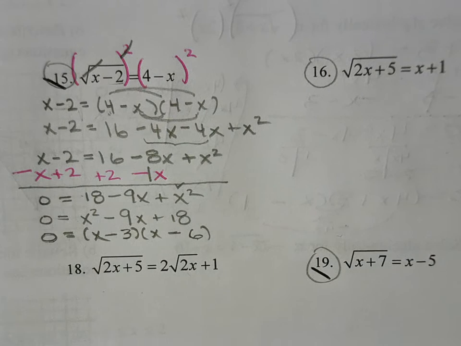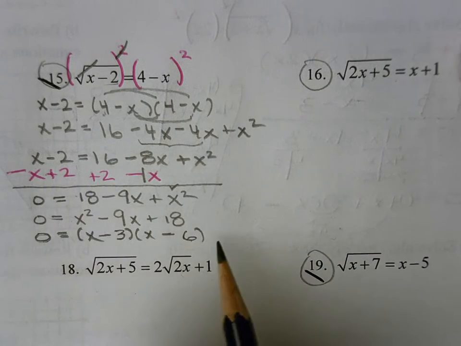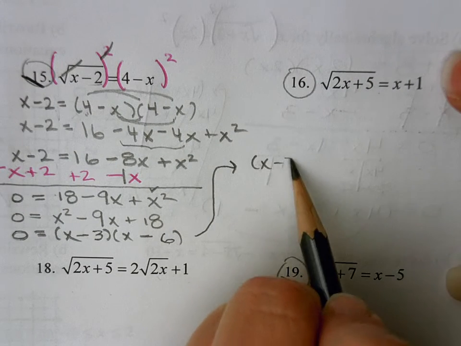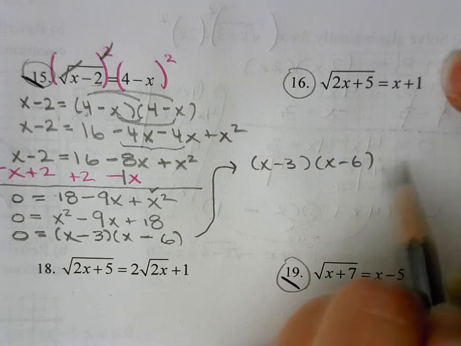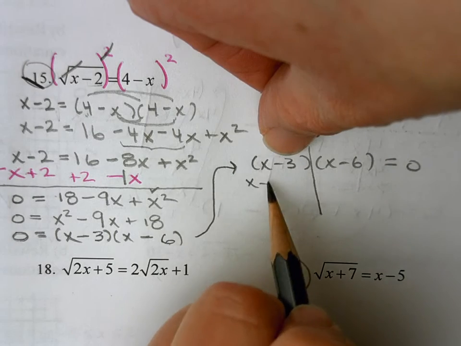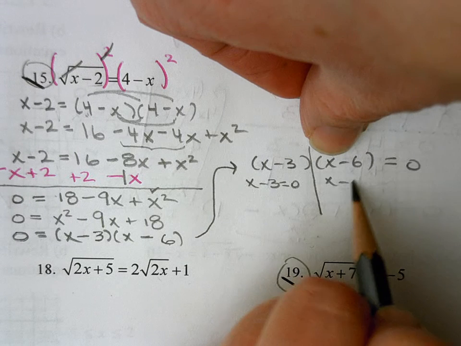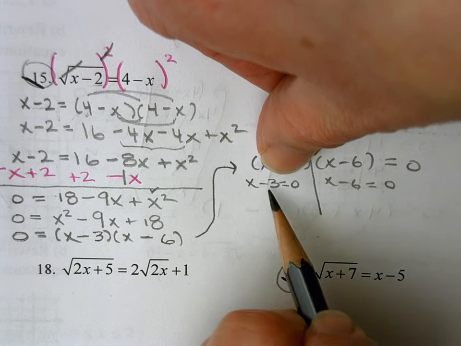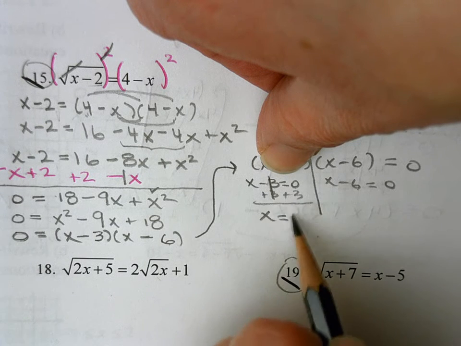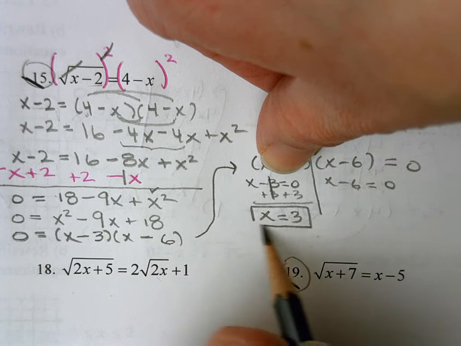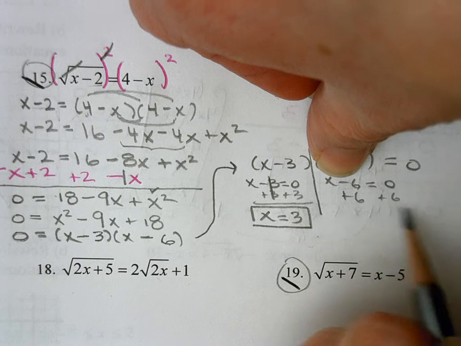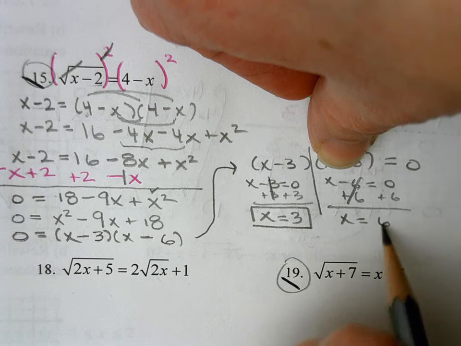And then I want to use the zero product property. So I'm going to carry that over to here. So I'm going to set each of these factors equal to 0. And then solve. So I'm going to add 3 over. So x equals positive 3. And then I'm going to add 6 over to the other side. So x equals positive 6.